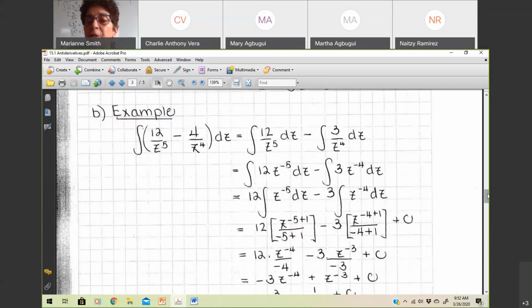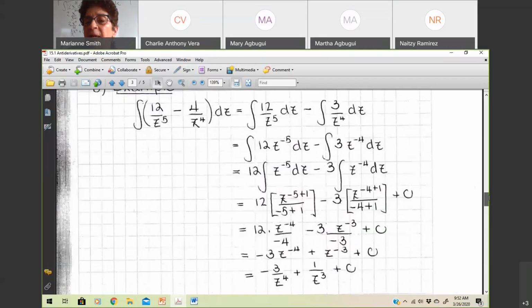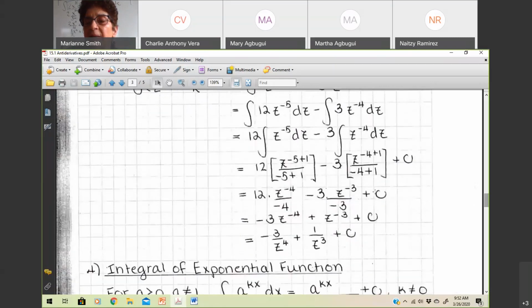Then all I have to do is simplify the arithmetic. Negative 5 plus 1 is negative 4. Same thing in the denominator. If you look at this one, I've got negative 4 plus 1 is negative 3. Same thing in the denominator. So here's what I've got, if you take a look.